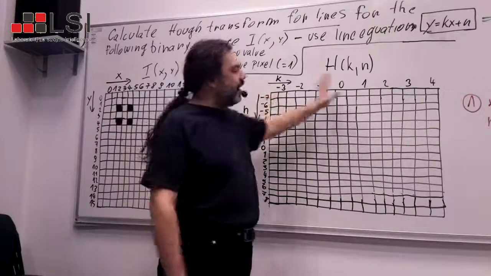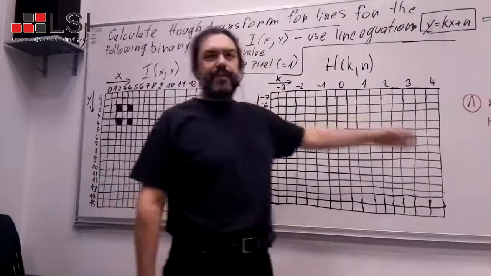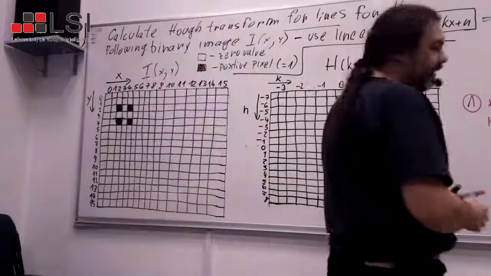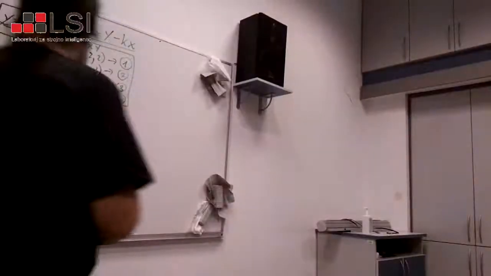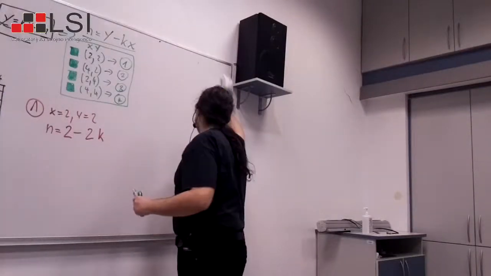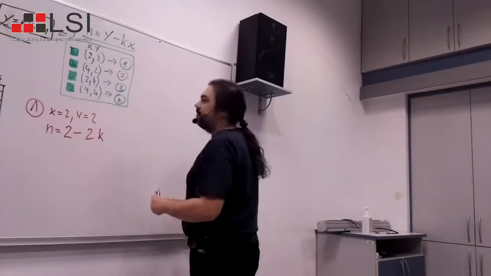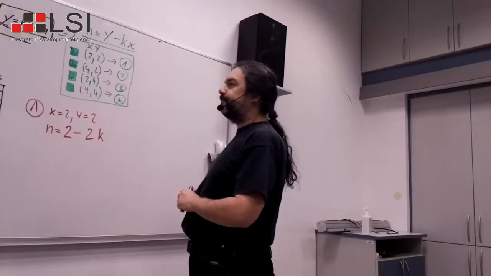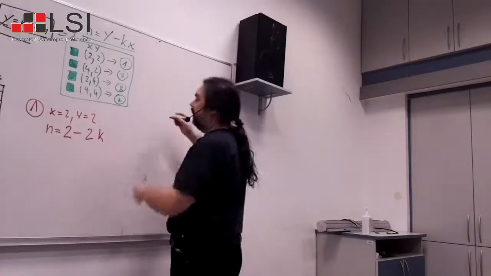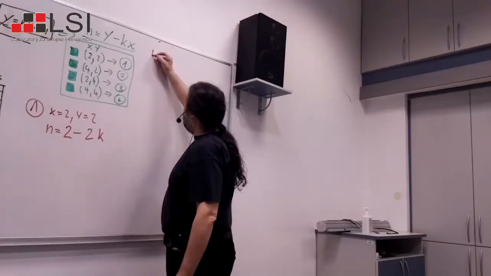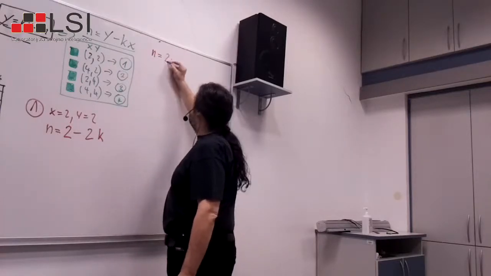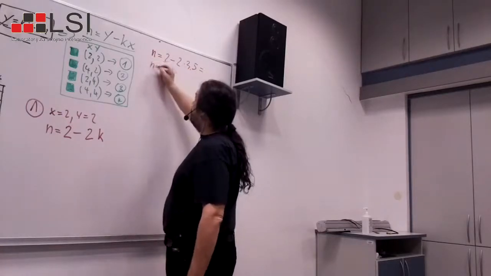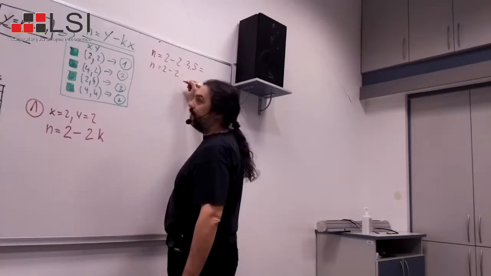So for each K, we have to calculate the corresponding N from the equation on the right side. We can start here, and I'll fill this probably with a lot of equations, just to remember where the K starts. So the first K is minus 3.5. So we have now N is 2 minus 2 times 3.5.